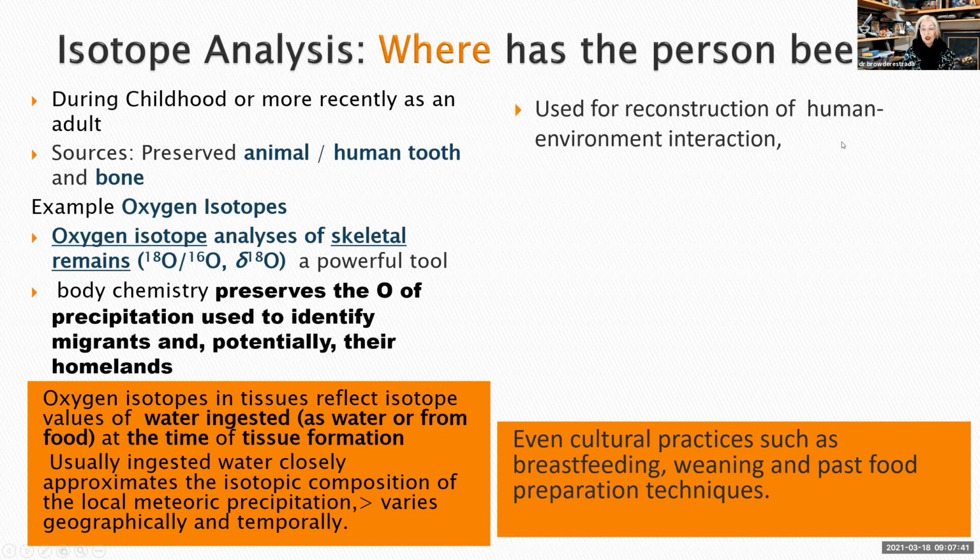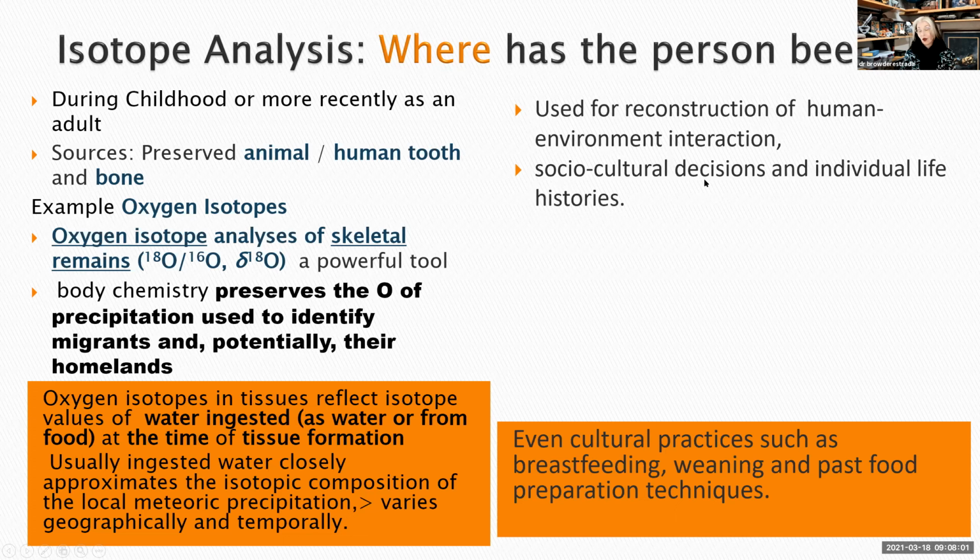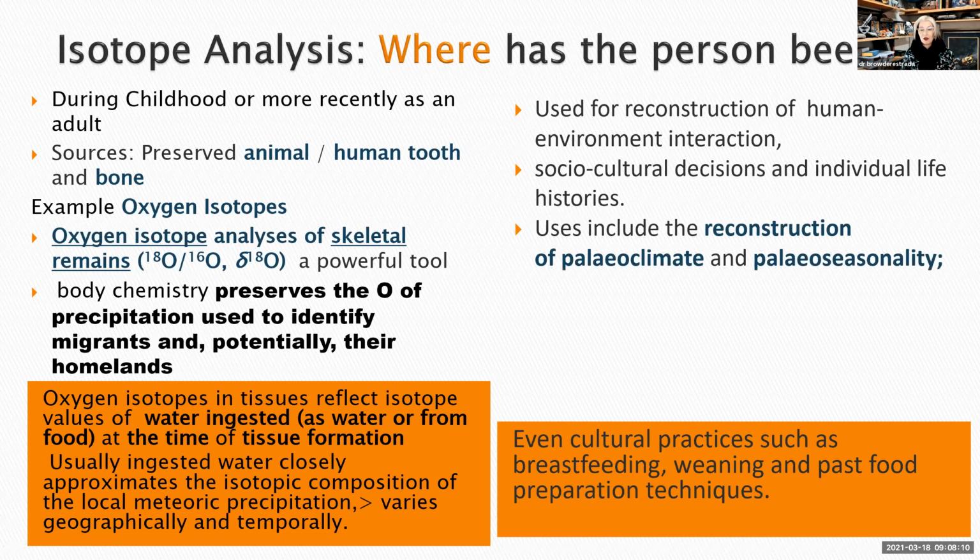So the reconstruction not only says some of those things about the changes, but things like marriage patterns occasionally, or trade and travel. So reconstruction of that human environment interaction, sociocultural decisions, and individual life histories. So if it looks like most of the brides are coming from elsewhere, then this is the whole societal practice. Sometimes we just see one individual, though, that has a signature that's not local, and we're looking at individuals. So what we're doing also is then recreating their ancient climate and seasonal patterns.